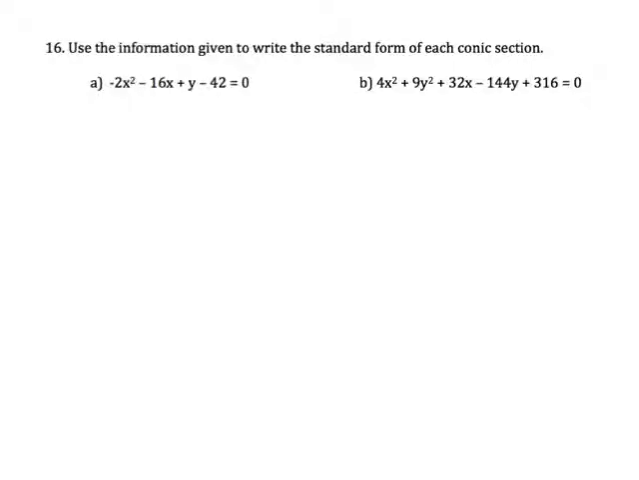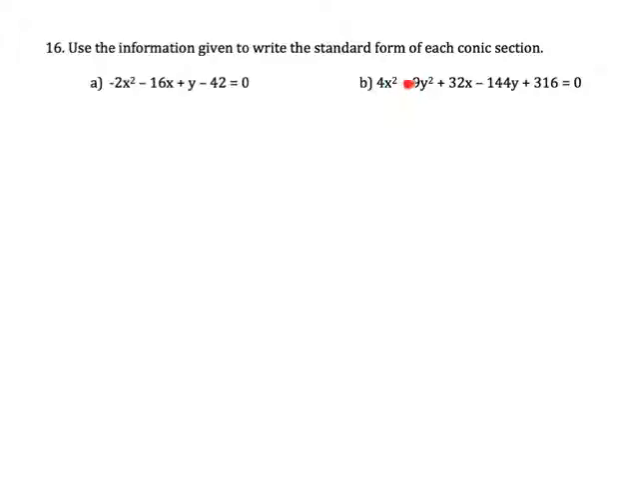Alrighty, guys, this is number 16 on your exam review, and we're going to have to complete the square to write the standard form of each conic section. And again, a couple of things to look at in this second one. Notice how you have both an x squared and a y squared. So because you have both, it's going to be a circle, an ellipse, or a hyperbola.